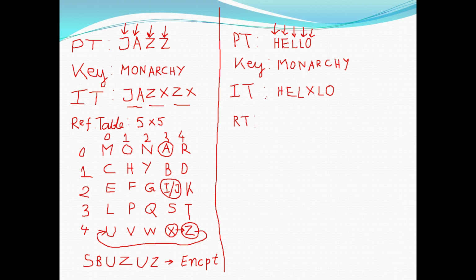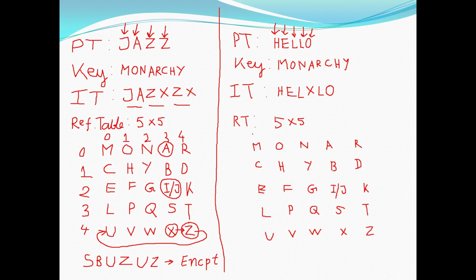Okay, so the reference table is as it is. So now as you can see, we have written the reference table once again for the monarchy key, and now after that we are going to encrypt the plain text for generating the ciphertext or the encrypted text.